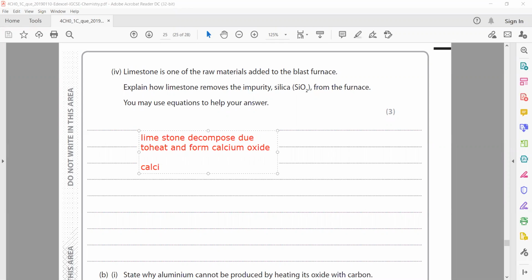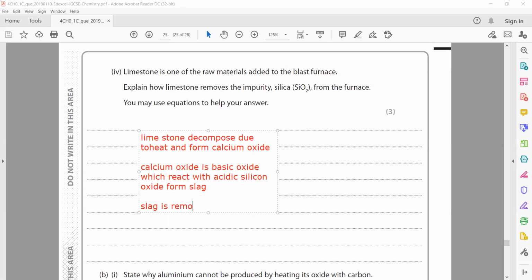Calcium oxide is a basic oxide which reacts with acidic silicon(IV) oxide to form slag, and the slag is removed from the furnace.